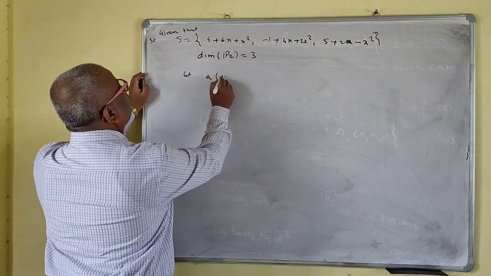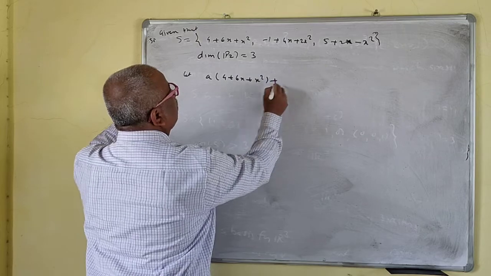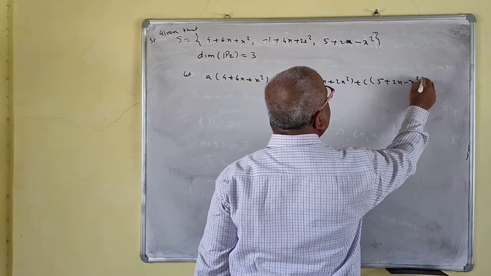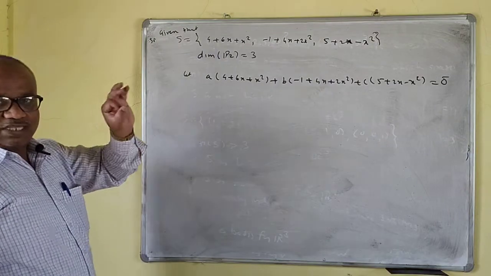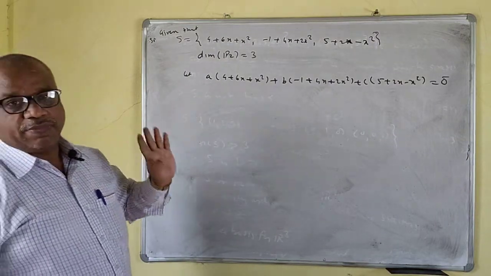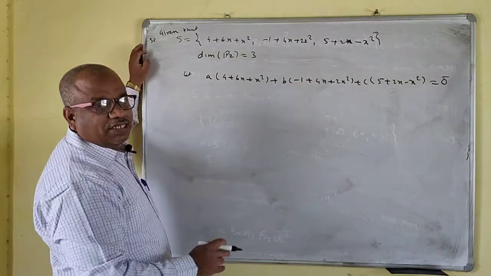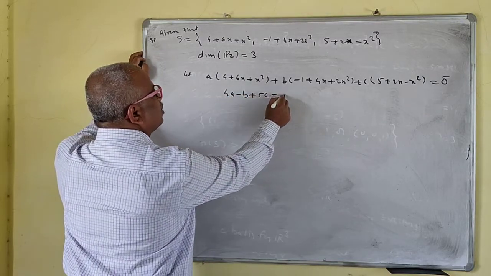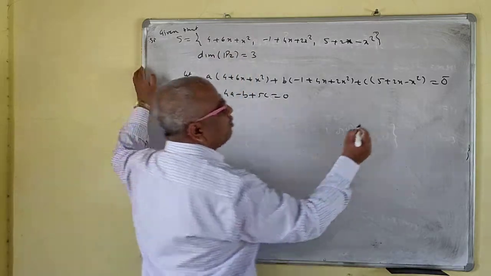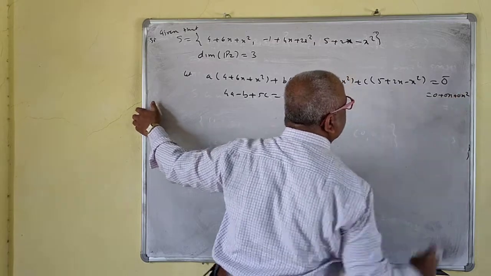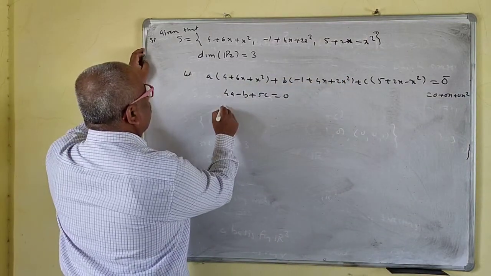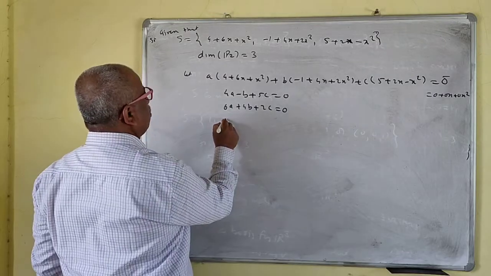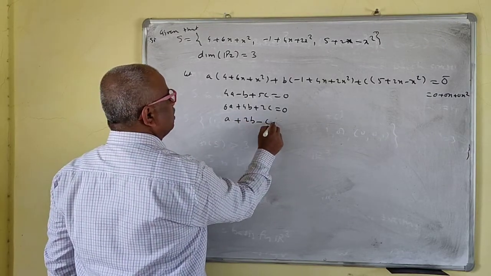So let a into 4 plus 6x plus x square, plus b into minus 1 plus 4x plus twice x square, plus c into 5 plus twice x minus x square, is equal to 0 bar. 0 bar means the zero polynomial. Don't write simple 0; write 0 bar, that is a vector, the polynomial vector 0 plus 0x plus 0x square. So we collect the constant term, the coefficient of x and the coefficient of x square. So 4a minus b plus 5c is equal to 0. Now 6a plus 4b plus 2c is equal to 0. Then a plus 2b minus c is equal to 0.